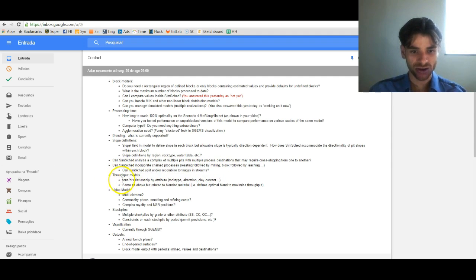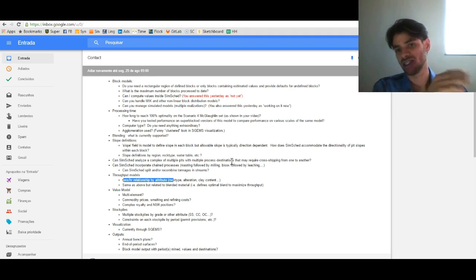Next, throughput models, tons per hour relationship by attribute. What we usually mention is that we are working on general constraints, blending and other general constraints at the same time, because they are kind of similar. One is related to summing values, the other is related to the average of values.